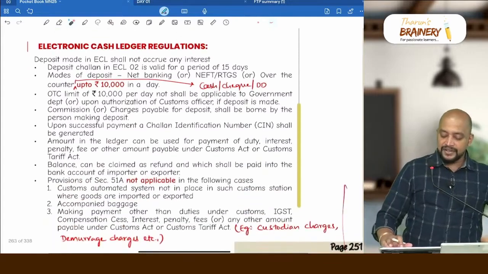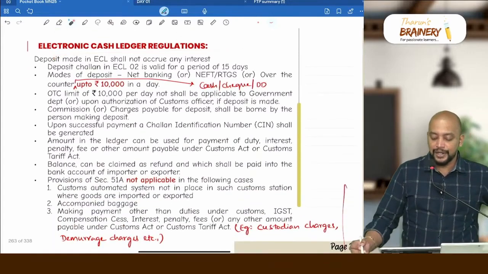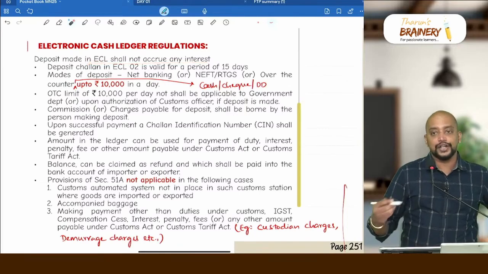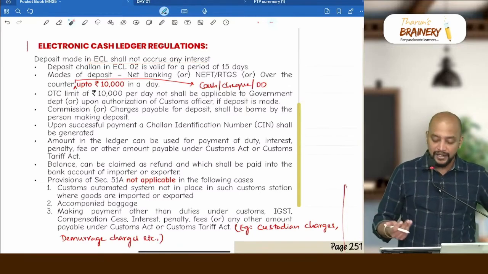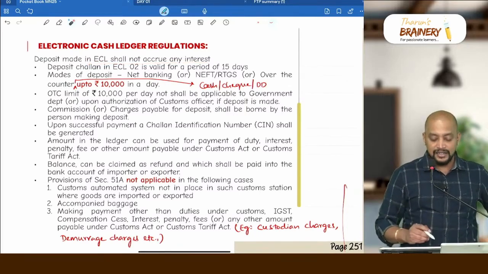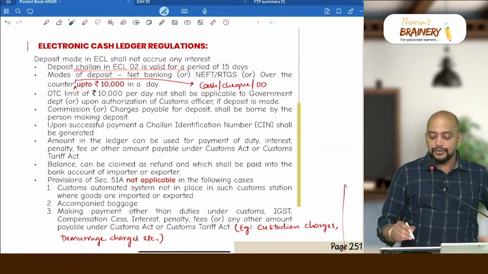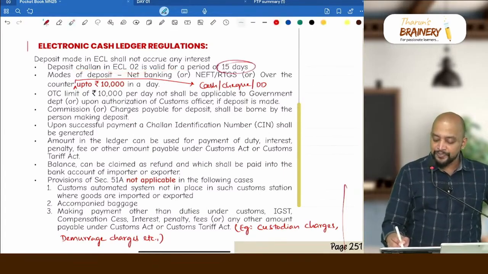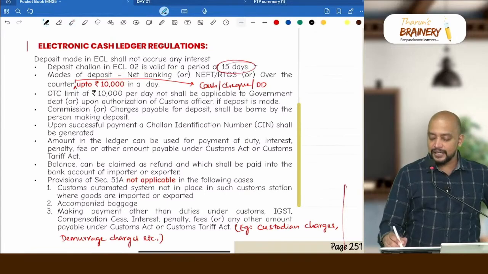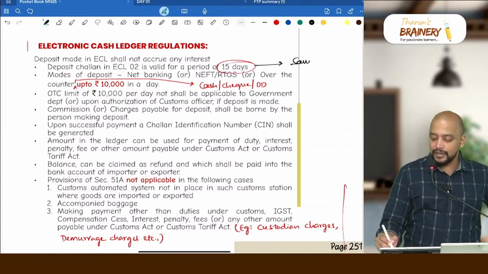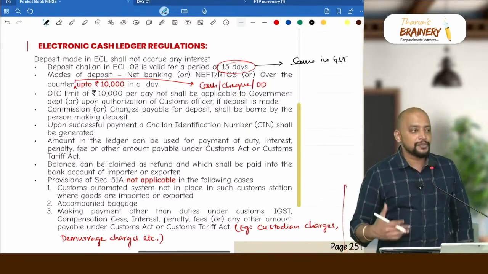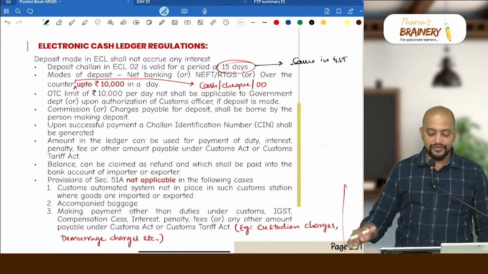And in this regard we have the electronic cash ledger regulations. Whatever deposit is made in the cash ledger shall not accrue any interest, because it is not a savings bank account or an FD. The deposit challan EOS ECL02 is valid for a period of 15 days. This 15 days is the same in GST also. So once a challan is generated for making payment, it will be valid for a period of 15 days.